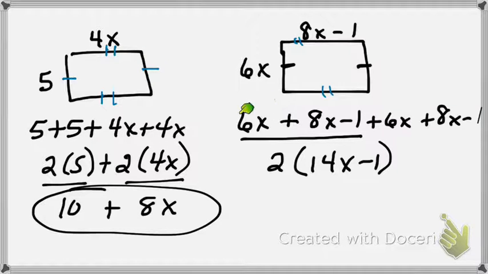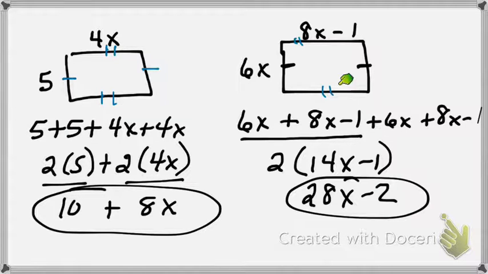Because if you put these together, you get a 14x. So in other words, you're just simply putting these 2 together and then doubling that. So if I take 2 times these, that's 28x minus 2. So there's a binomial answer for the perimeter of this thing.